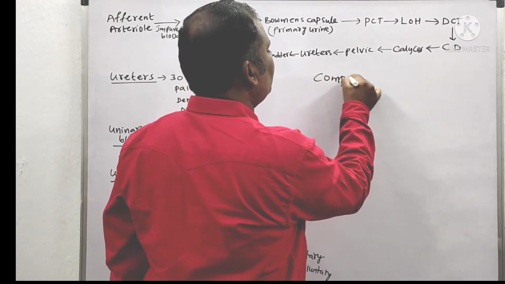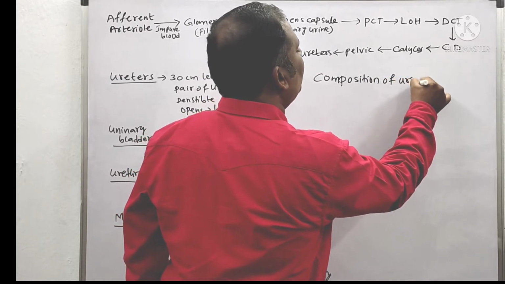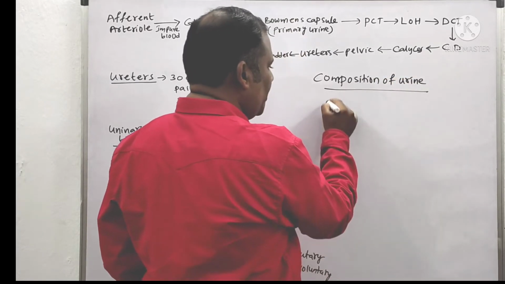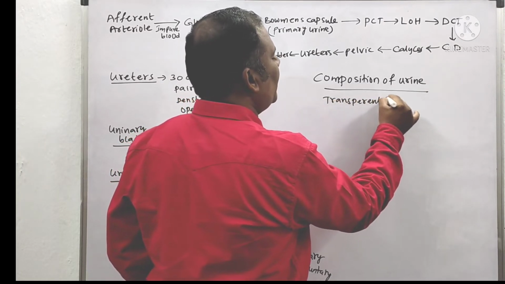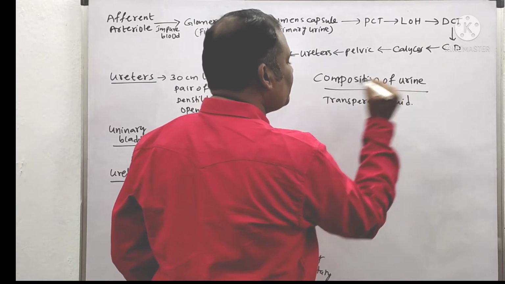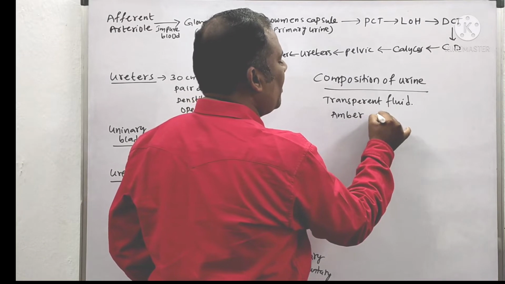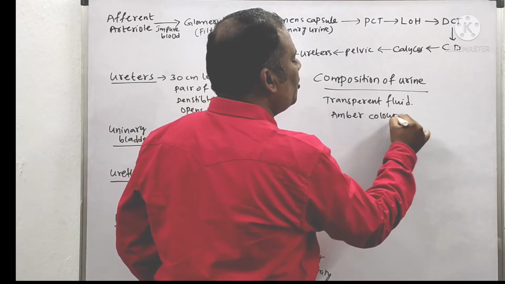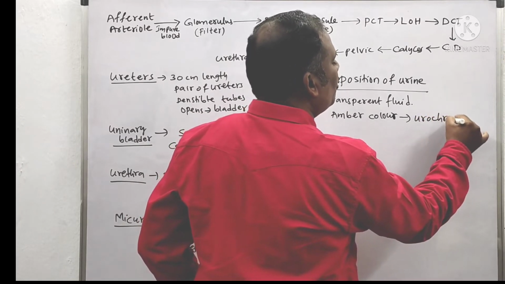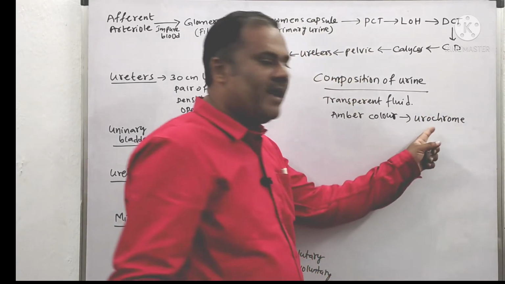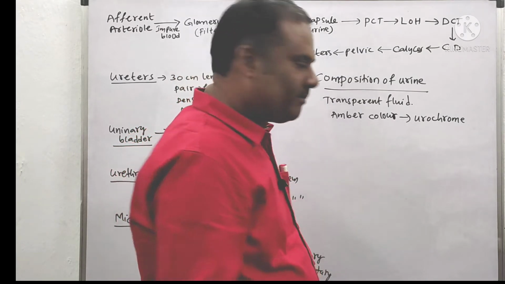Composition of urine. Urine is actually a transparent fluid. It is amber in color. Due to what? Due to the presence of a pigment called urochrome. Urochrome is one of the bile pigments. Due to the presence of this bile pigment, urine is amber in color.